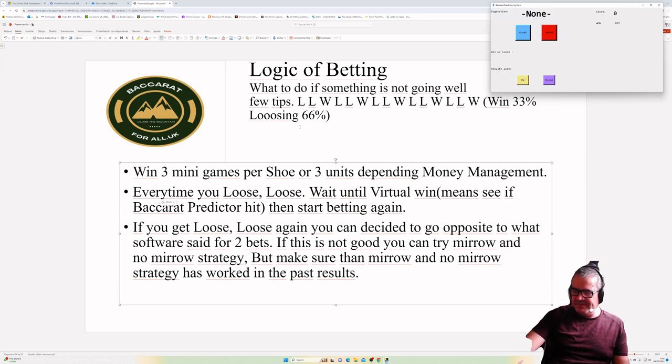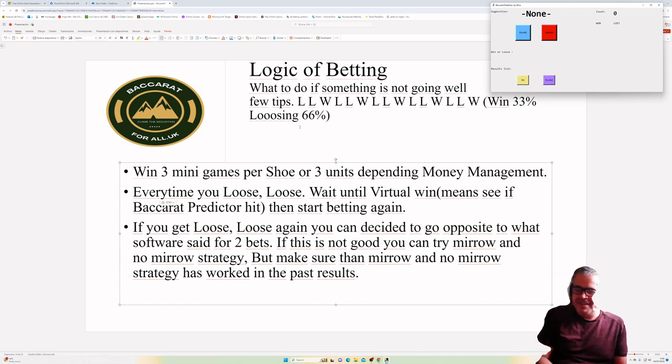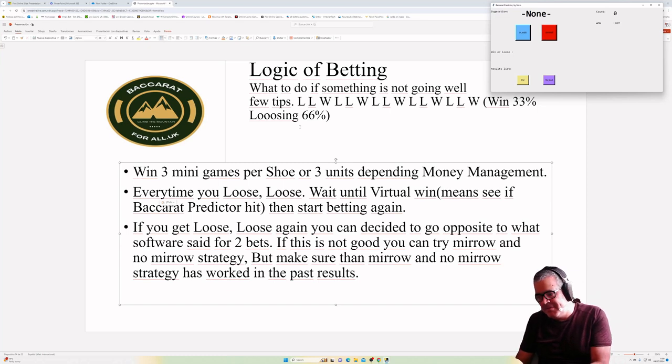Sometimes you get shoes where the first 20 results are very similar to results 21 to 40, and then they are very similar to 40 to 60. When I say very similar, I mean the first 20 are choppy, and then the second part of the shoe is choppy, and the third part of the shoe is choppy. So sometimes it is very profitable. It's like, okay, it does work.